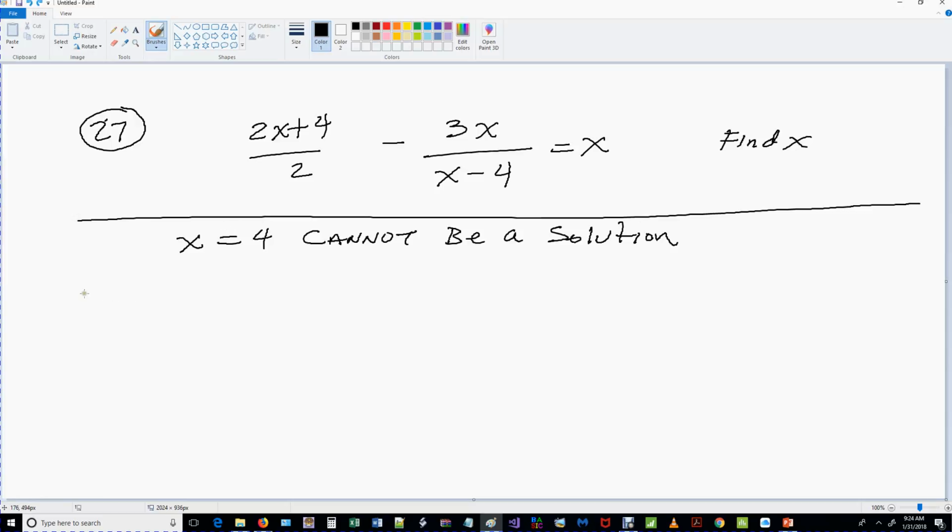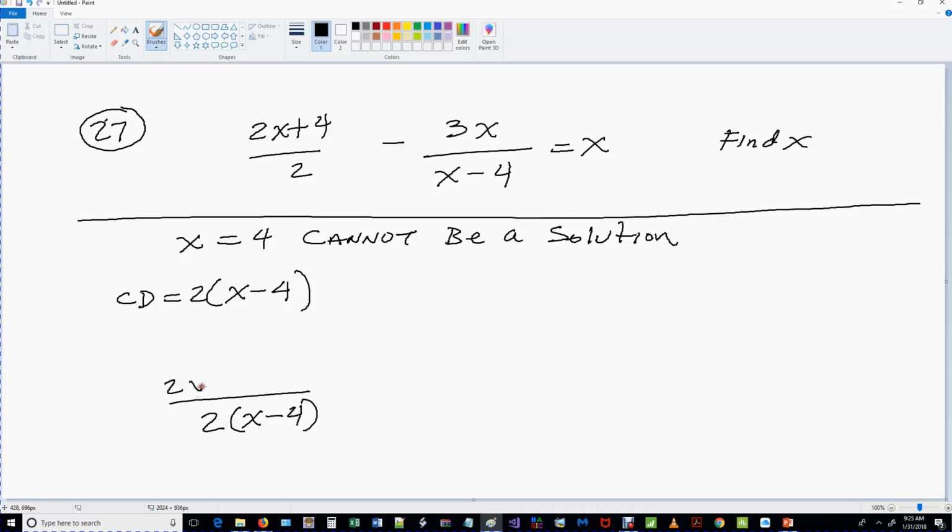One of the denominators is 2, the other one is x minus 4. So the common denominator will be 2 times x minus 4. They don't have any common factors. The first fraction has a 2 in the denominator, but the denominator needs to be 2 times x minus 4, so we need to multiply the denominator by x minus 4.